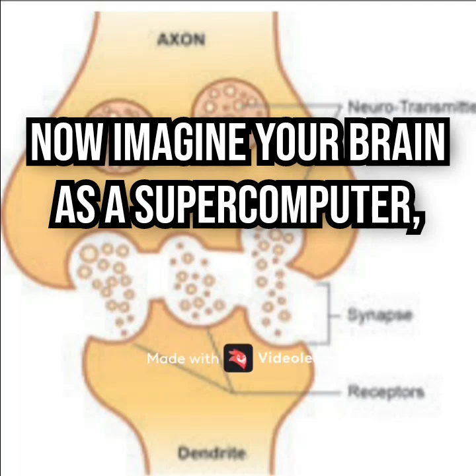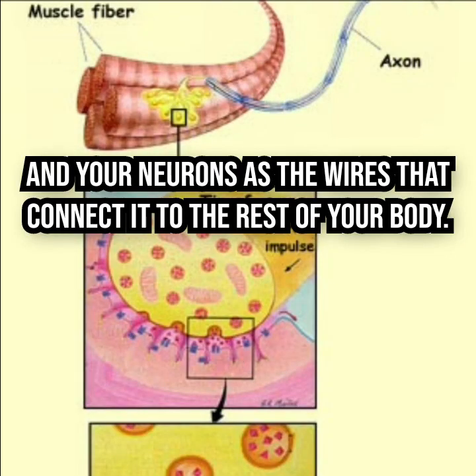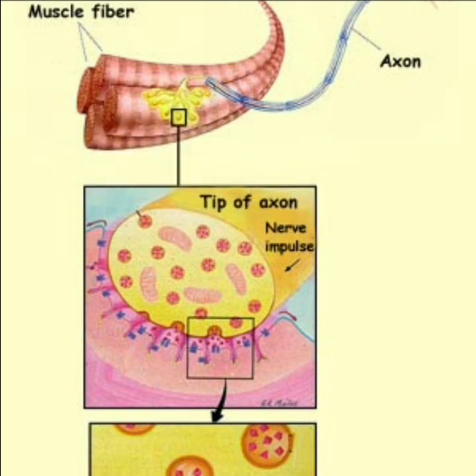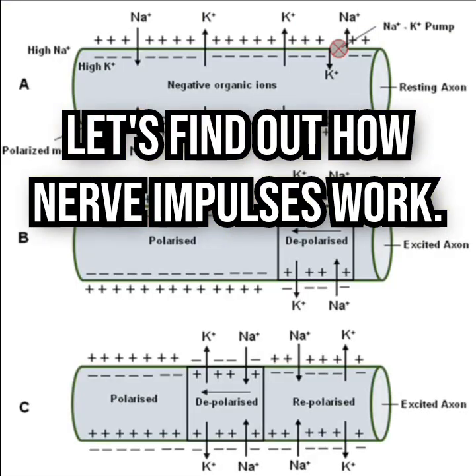Now imagine your brain as a supercomputer, and your neurons as the wires that connect it to the rest of your body. How do these wires transmit information? Let's find out how nerve impulses work.